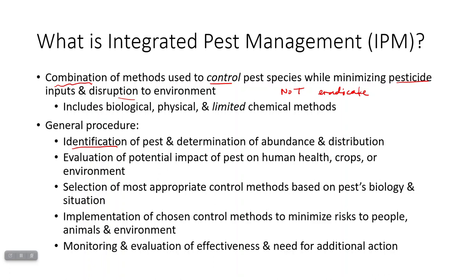Are they localized? And then you need to evaluate, okay, are these pests going to have a negative impact on humans, on crops, on the environment? And if so, then you need to figure out, based on the pest biology, based on your local situation, what your goals are. You figure out what is the best control method. And then you implement it in a way that's environmentally friendly, not dangerous to animals, not dangerous to people. And then you have to monitor it and evaluate it and then figure out, is this something that's going to work, or is this something that I need to modify my plan? So it takes more work, thought, and planning than just going out and spraying your field with a random chemical.